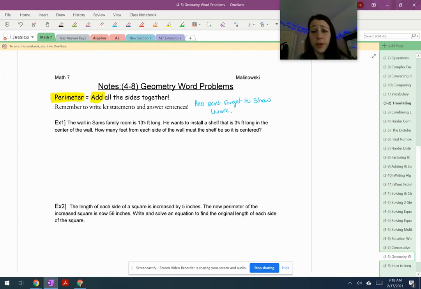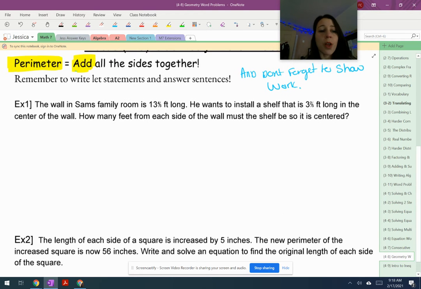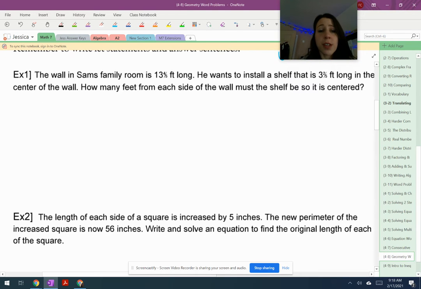All right, so this is example 1 of lesson 4-8 for Math 7, geometry word problems. Example 1. The wall in Sam's family room is 13 4/5 feet long. He wants to install a shelf that is 3 2/5 feet long in the center of the wall. How many feet from each side of the wall must the shelf be so it is centered?